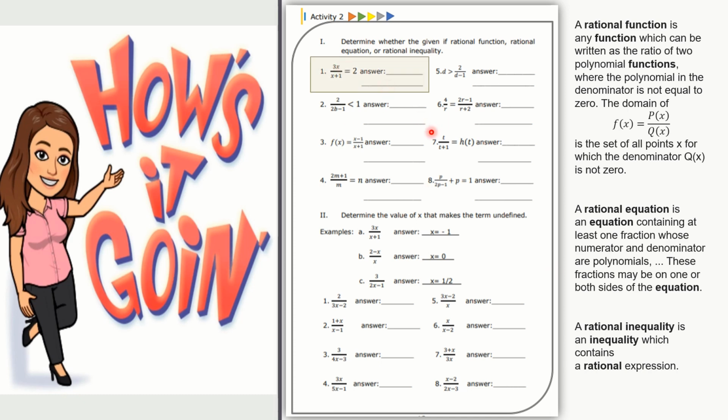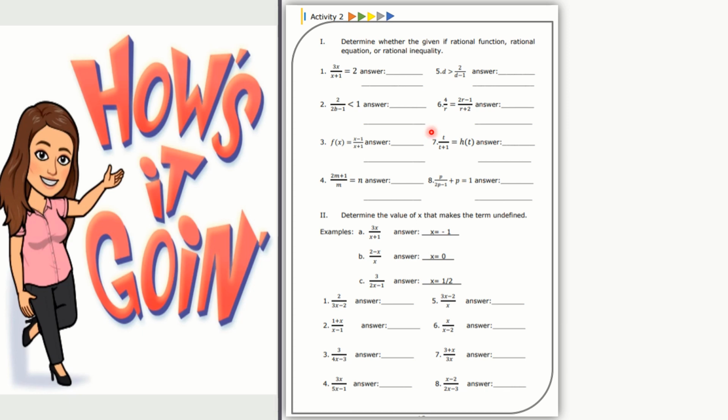Number 1 is a rational equation. Number 3 is a rational function. Number 5 is clearly a rational inequality. Number 7 is another rational function. Can you explain why? Use the same ideas to answer and explain the even-numbered items.